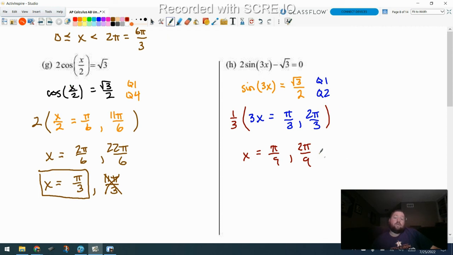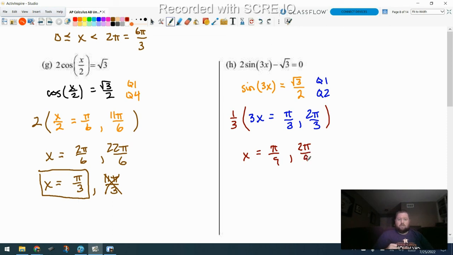Okay, now over here, though, we had a 3x. So if we had just had an x, we would have had our two solutions, but now we have 3 times x. So we should have 3 times the amount of solutions. So instead of 2 solutions, we should have 6 solutions. So kind of weird, but here's how that works.